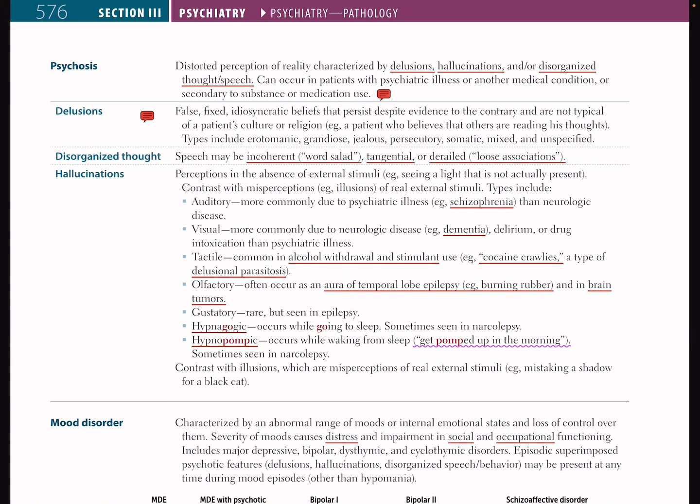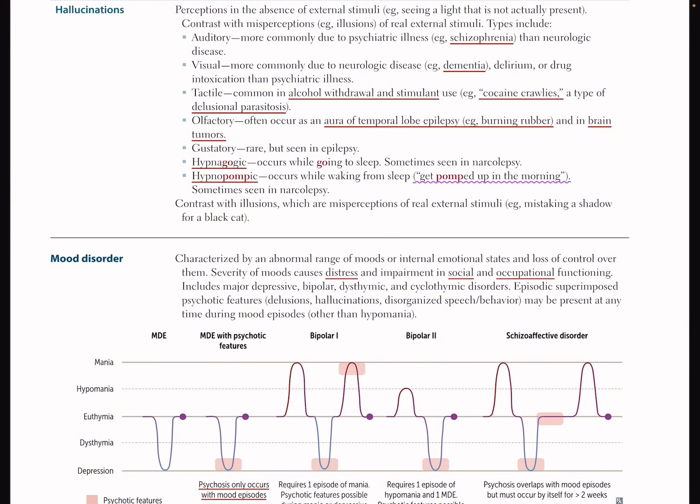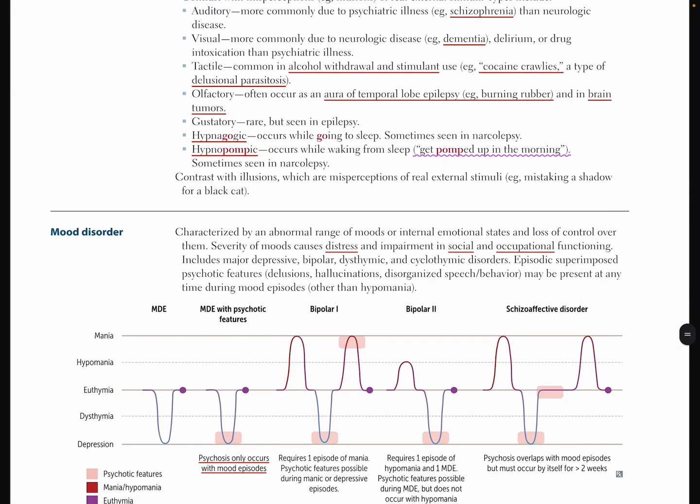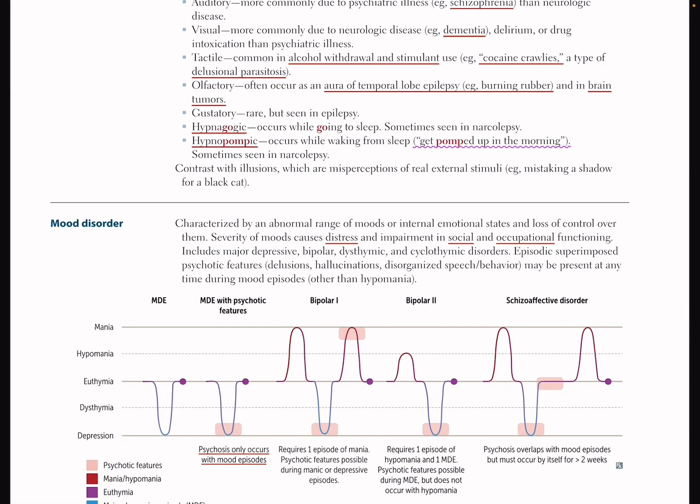That is all hallucination: perceptions in the absence of external stimuli, like seeing a light that is not actually present. Contrast with misperception, which is illusion of real external stimuli. Types include auditory hallucinations, more commonly due to psychiatric illness such as schizophrenia than neurologic disease. Visual, more commonly due to neurologic disease, dementia, delirium, or drug intoxication than psychiatric illness. Tactile, common in alcohol withdrawal and stimulant use.